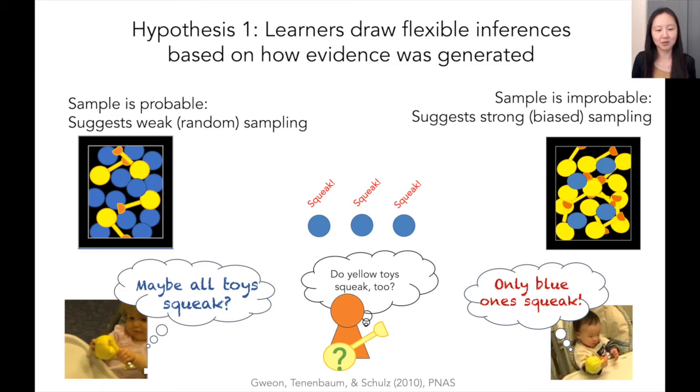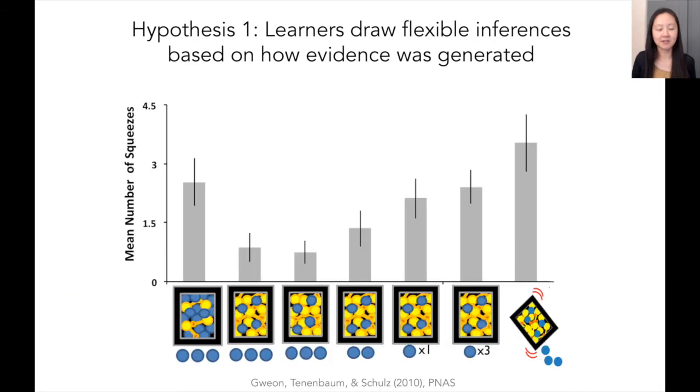They might just try to do other kinds of things. So what we have shown across a number of conditions is that infants draw different inferences depending on the probability of the sample given the population, and they try to squeeze the toy on average, different numbers of times, depending on whether they expected the yellow toy to squeak.